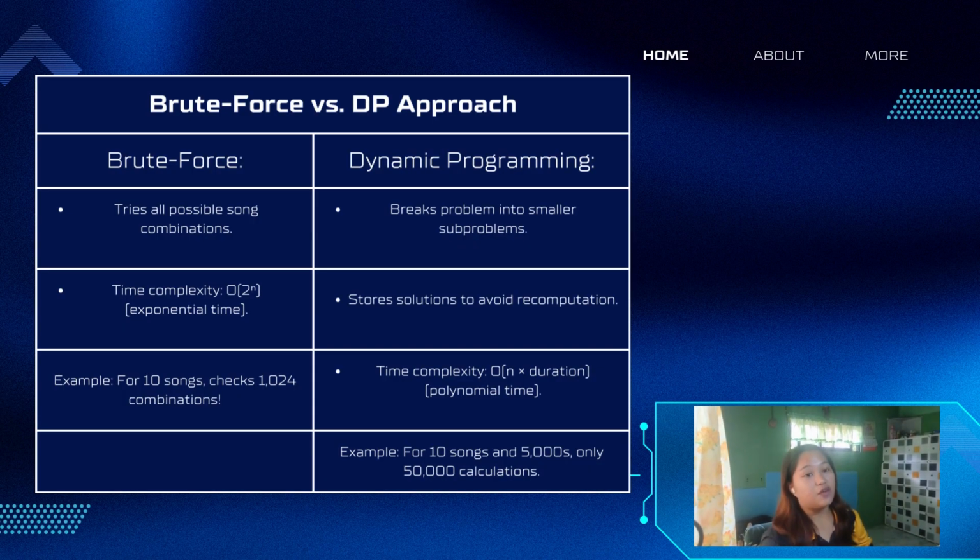Key properties of dynamic programming problems. The first one is optimal substructure: the best solution depends on optimal solutions to sub-problems. Second is overlapping sub-problems: the same sub-problems are solved repeatedly. So instead of recalculating, DP, or dynamic programming, stores results in a table, making it much faster than brute force.